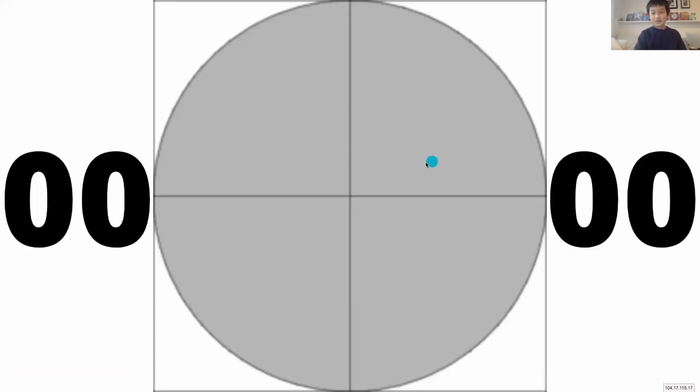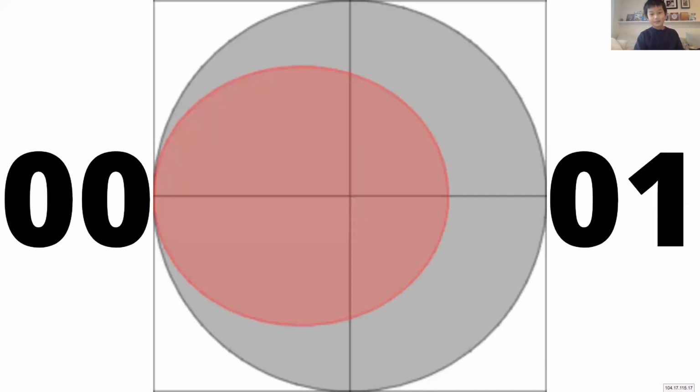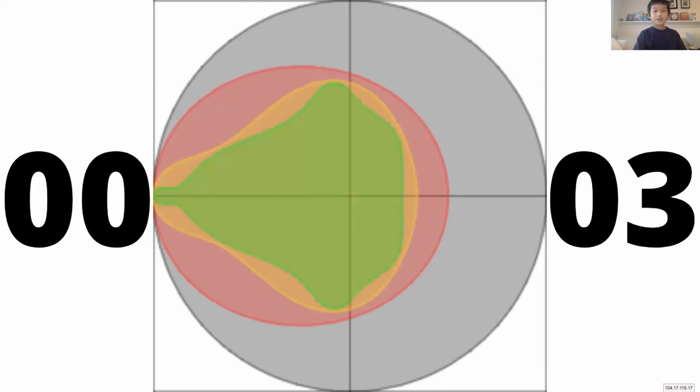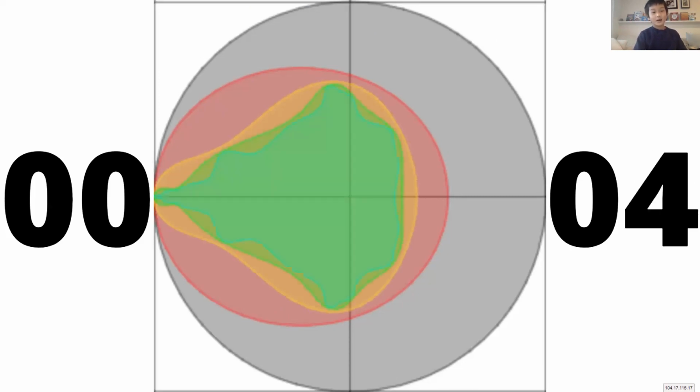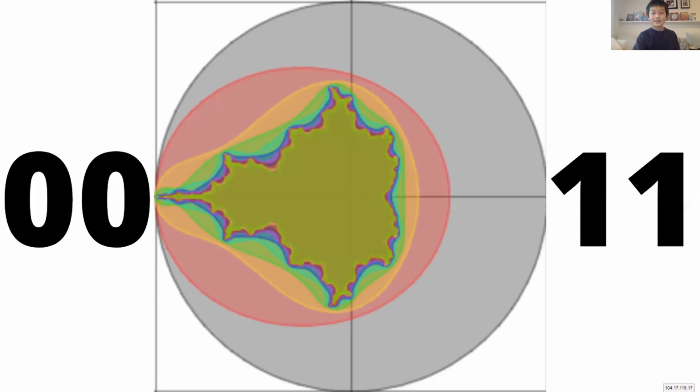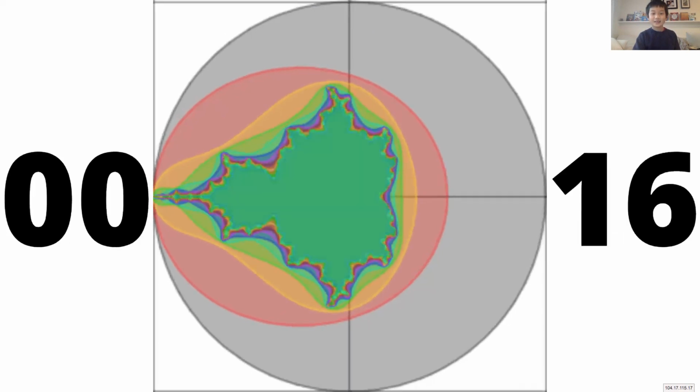0, 0, 0, 0. That's the countdown. The count up. 0, 0, 0, 1. This is actually the boundary. 0, 0, 0, 2. 0, 0, 0, 3. You see, it's just getting closer to having a full cardioid. What's a cardioid, anyway? Number 6, 7, 8, 9, 10, 11, 12, 13, 14, 15, 16. That's all, I guess.